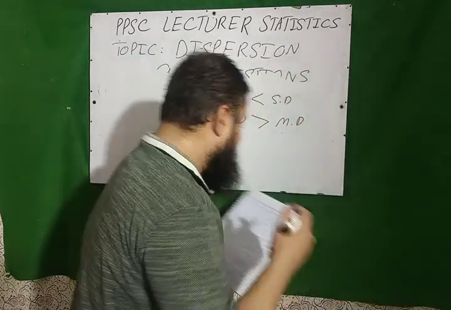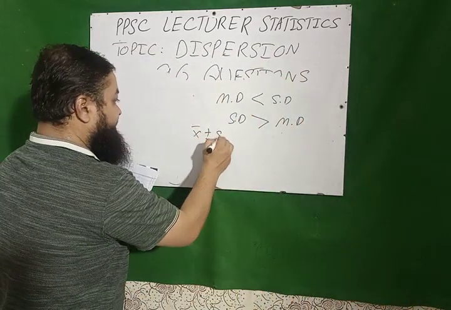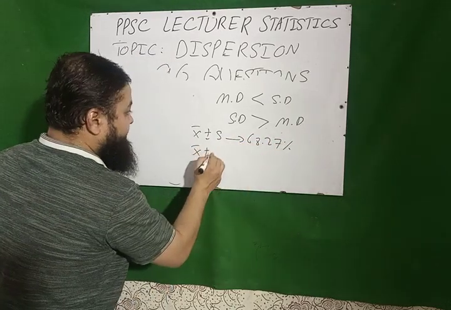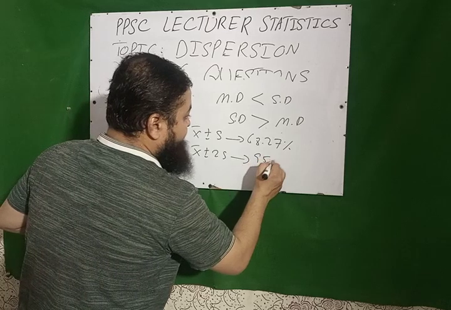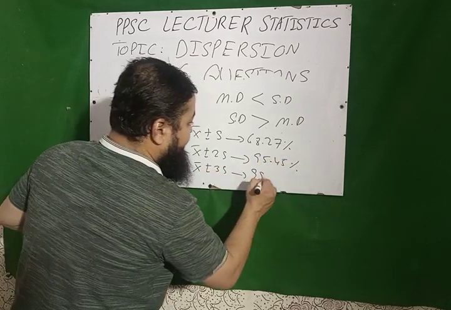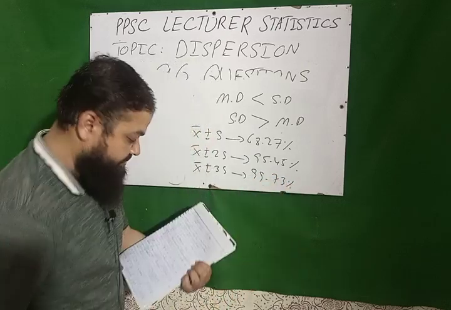Next is, in a normal distribution, x bar plus minus s contains 68.2% of the values. X bar plus minus 2s contains 95.45% of the values. X bar plus minus 3s contains 99.73% of the values.